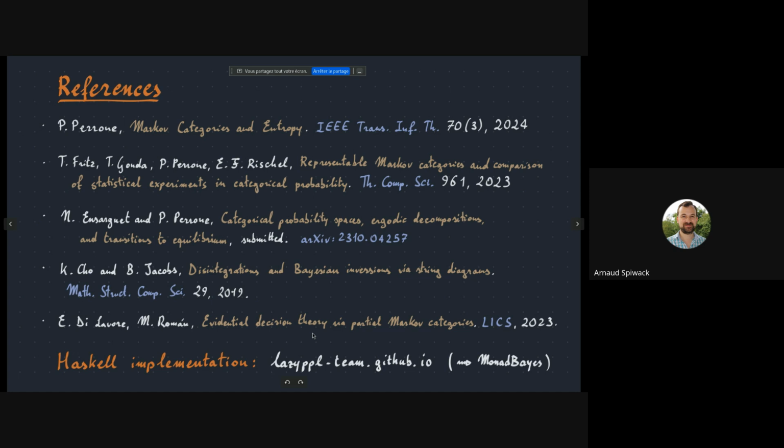Last but not least, I said that the internal language of Markov categories is probabilistic programming. So these ideas are partly implemented in Haskell, in Lazy PPL. Some of you might know this. If you want to check it out, here's the GitHub. Some of these features, including the lazy sampler, have now been ported into Monad Bayes. So if you're familiar with Monad Bayes, you might know some of this already.